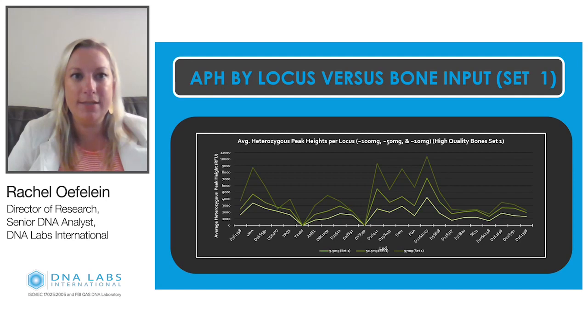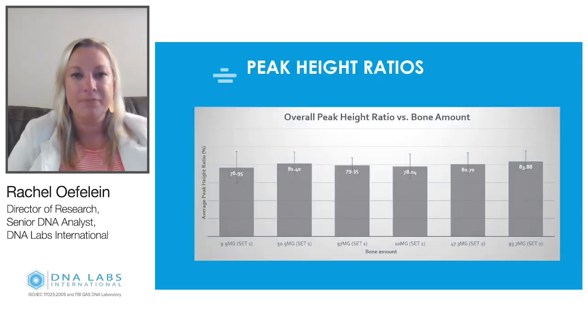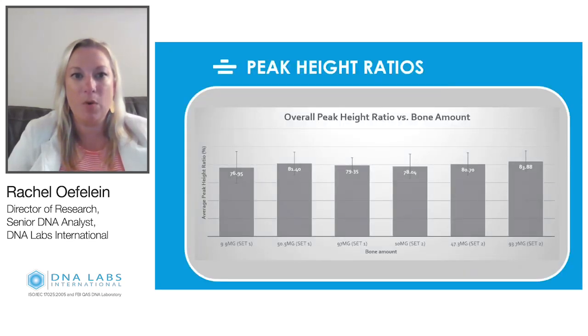Just another way to look at the data is this is average peak height by locus versus bone input. Just going through, you can see the 100 milligrams versus the 47.3 and the 93. So overall peak height ratio versus bone amount. You can see actually across the board, regardless of our input, we have really great peak height ratios. This is what we would expect to see from any well-performing kit. So we're ranging from about 76% to 83%, which, as you know, anything over 70% is great. So this is what we want to see.